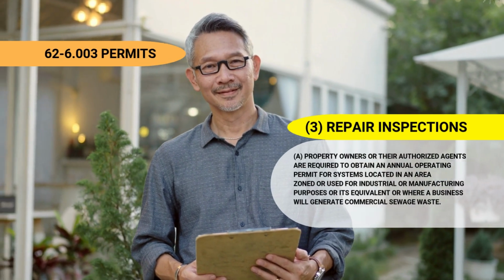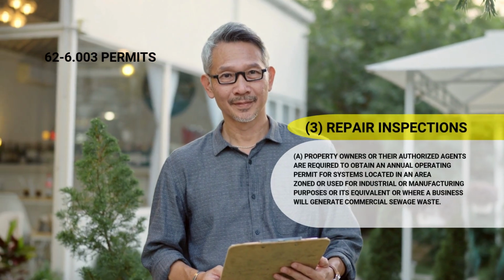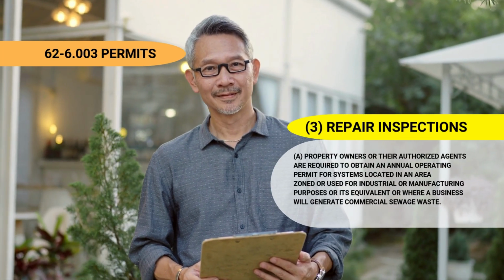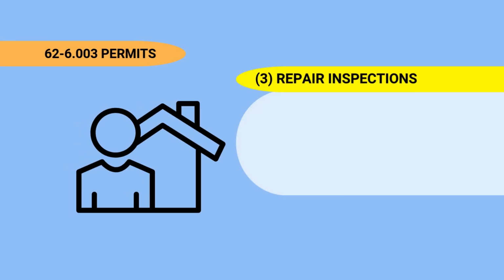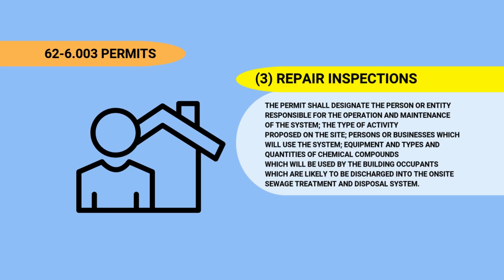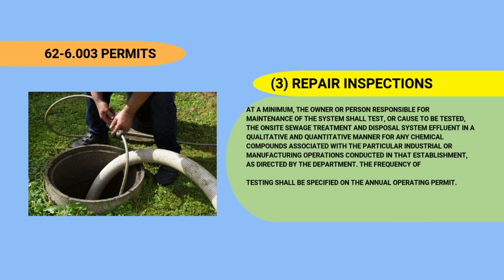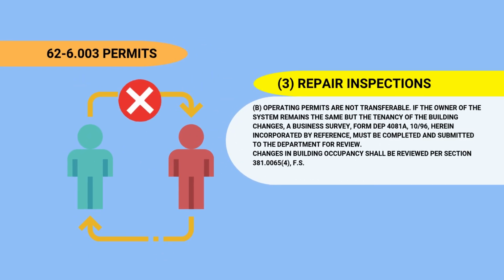A. Property owners or their authorized agents are required to obtain an annual operating permit for systems located in an area zoned or used for industrial or manufacturing purposes or its equivalent or where a business will generate commercial sewage waste. The permit shall designate the person or entity responsible for the operation and maintenance of the system, the type of activity proposed on the site, persons or businesses which will use the system, equipment and types and quantities of chemical compounds which will be used by the building occupants which are likely to be discharged into the on-site sewage treatment and disposal system. At a minimum, the owner or person responsible for maintenance of the system shall test, or cause to be tested, the on-site sewage treatment and disposal system effluent in a qualitative and quantitative manner for any chemical compounds associated with the particular industrial or manufacturing operations conducted in that establishment, as directed by the department. The frequency of testing shall be specified on the annual operating permit.